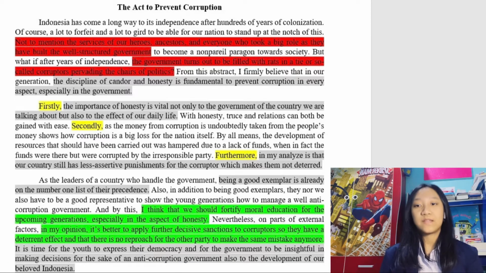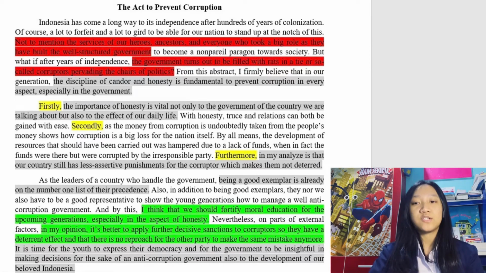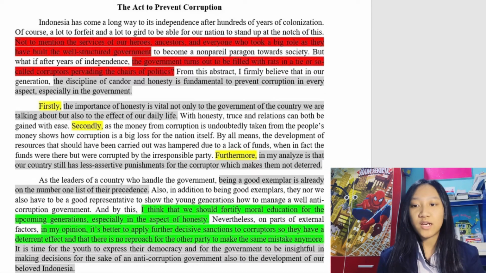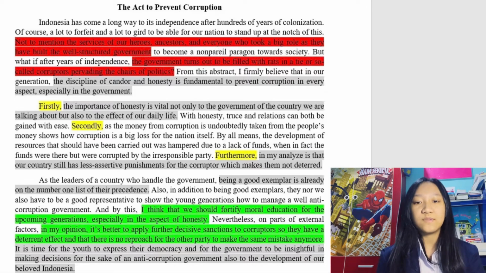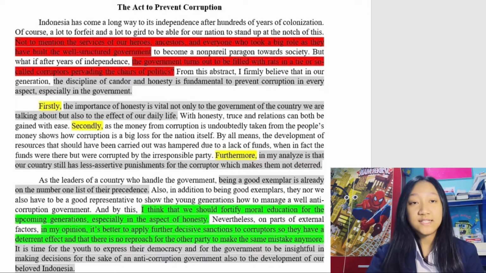After reading the whole text, we're moving to identifying the generic structure and the language features of the text that I've read before. And as we can see here, the text consists of 3 paragraphs, and the first paragraph is of course thesis, because over here I put a background to a long way to get into my topic, and I put assertion here, which declares that I firmly believe that in our generation, the discipline of candor and honesty is fundamental to prevent corruption in every aspect, especially in the government. That works up to the topic, so I can conclude that this is the thesis.